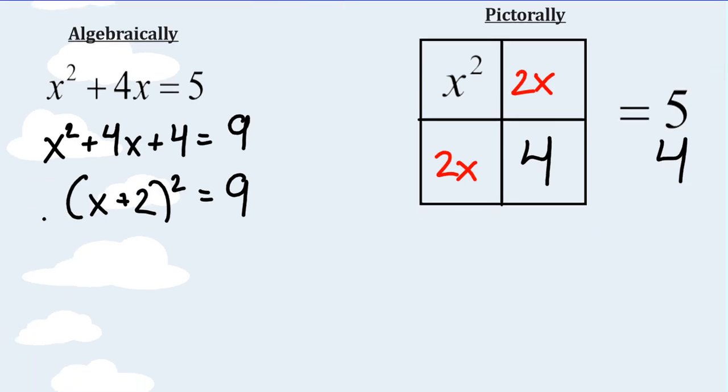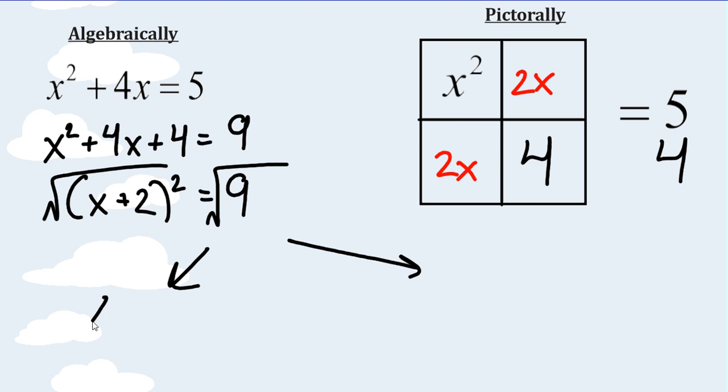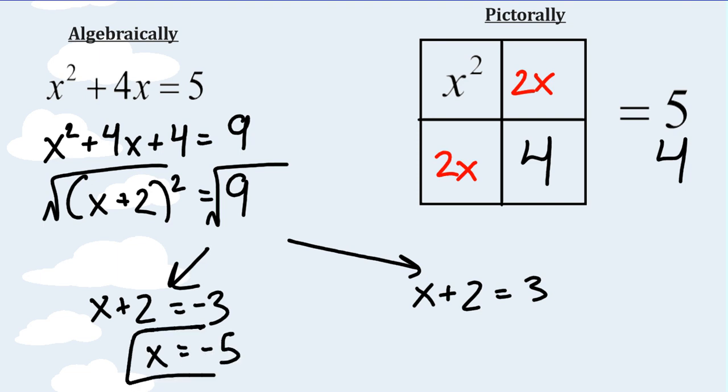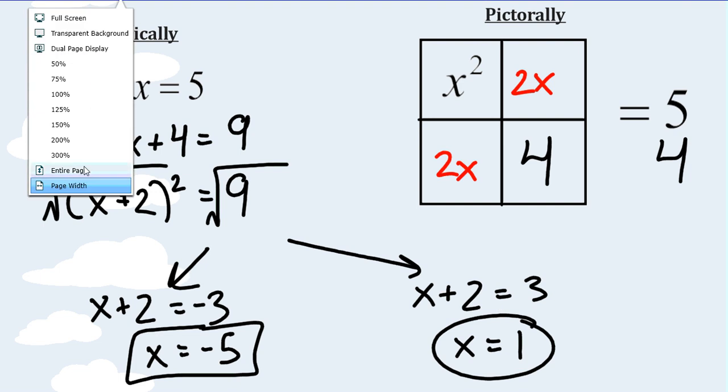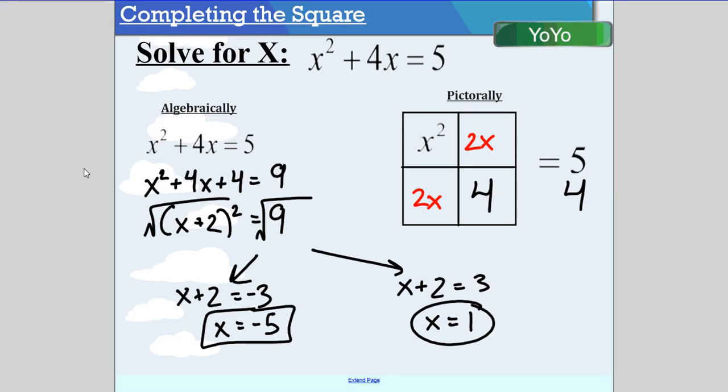Now I have a perfect square. I can take a square root. Square root, square root. You're going to get 2 answers. Either x plus 2 is negative 3 or x plus 2 is positive 3. Subtract 2, you get negative 5. Subtract 2, positive 1. Here's your 2 answers.